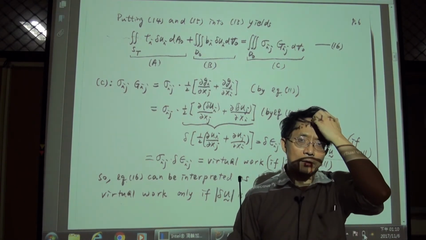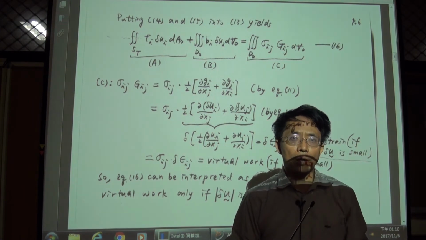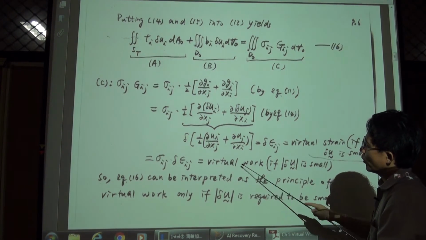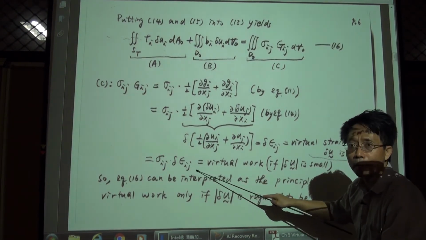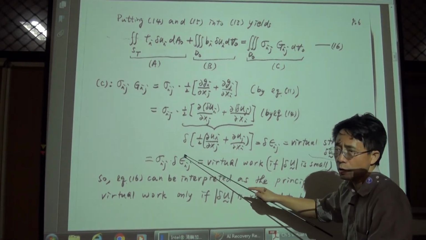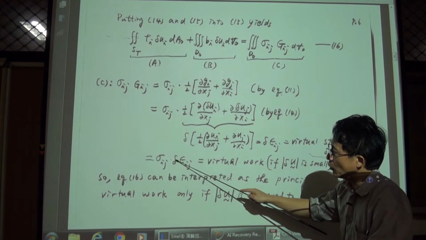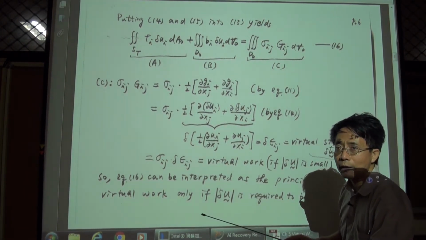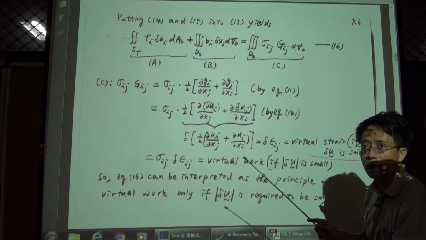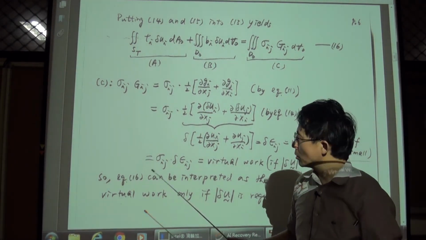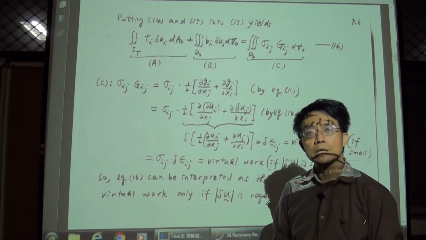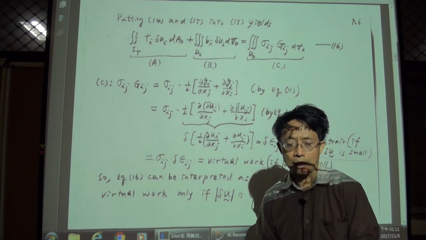You should have your own viewpoint, according to the mathematics and mechanics. For a deformable body, the virtual displacement must be small because we want to interpret this as the virtual strain. Due to this reason, the virtual displacement must be very small. But for a rigid body, we don't need to care about the concept of strain and deformation. So the virtual displacement can be very large.